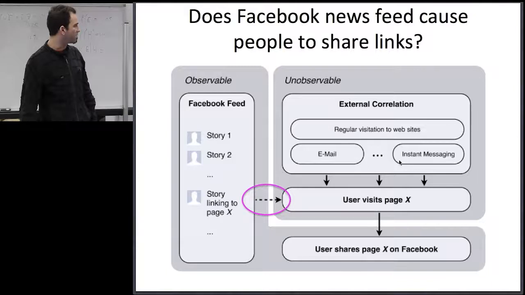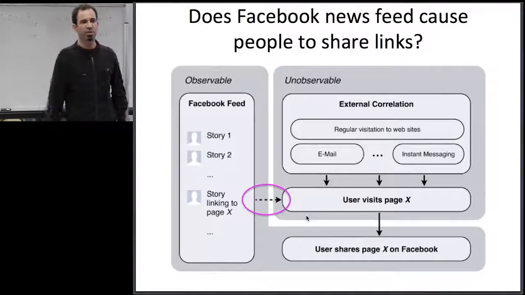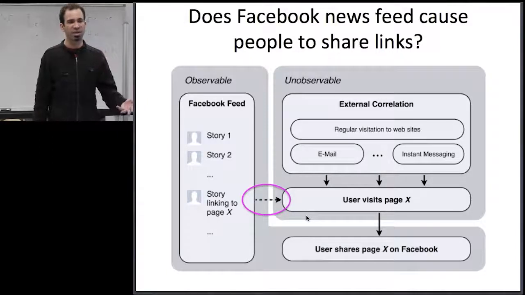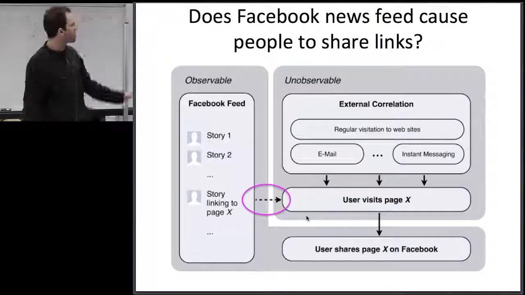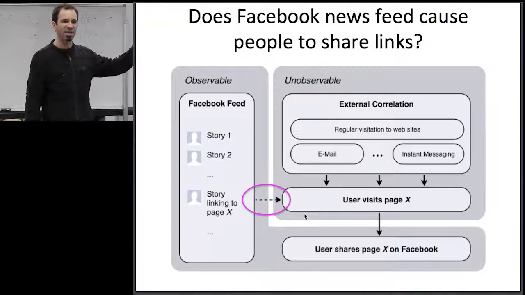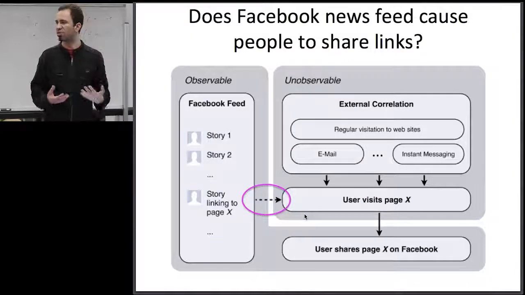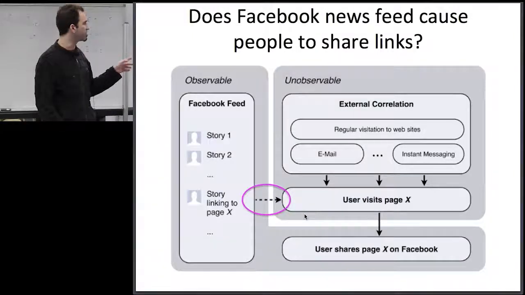These are the things they can't observe. These are the things they can manipulate. And they look at the difference between the sharing behavior when that link was there and the sharing behavior when the link wasn't there. And you subtract the two and you get the influence of the sharing. So even though all this stuff is going on that they can't see, because they can manipulate something to compare two conditions, they can still look at cause. It's actually a really interesting study, but unfortunately we're not going to talk about it.